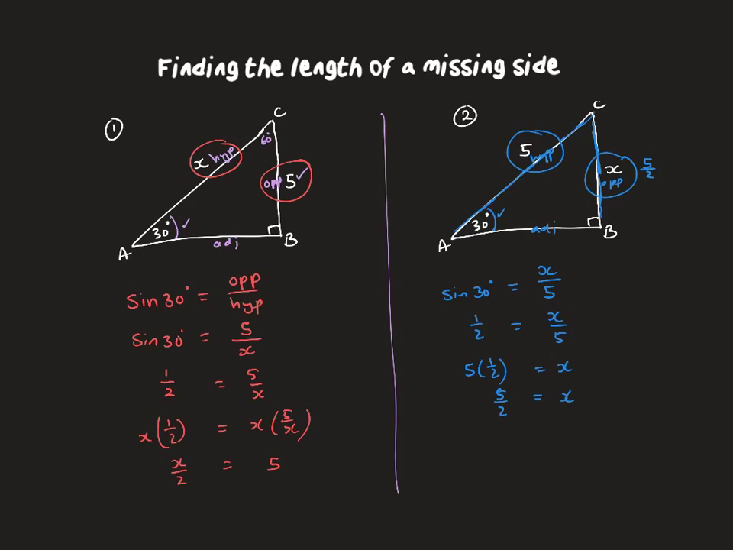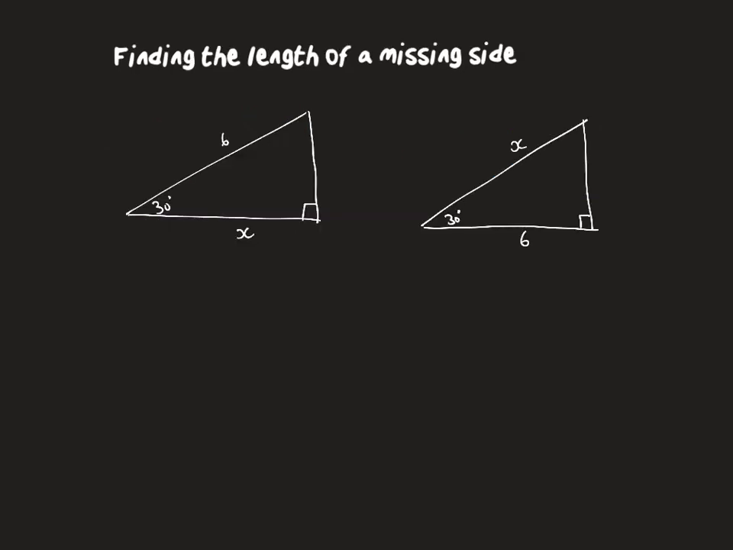And then how do I get rid of the 2 there? Well, you times by 2 on both sides. So 2 times x over 2 is equal to 2 times 5. Therefore, x is equal to 10. Okay, let's see if this makes sense. If this is 5, remember the ratio of sine of 30 must be a half. So opposite over hypotenuse must be a half, right? So if opposite is 5, the hypotenuse should be 2 times that. So 5 times 2 is 10. Yippee yay.